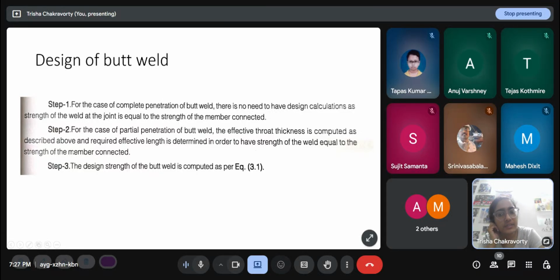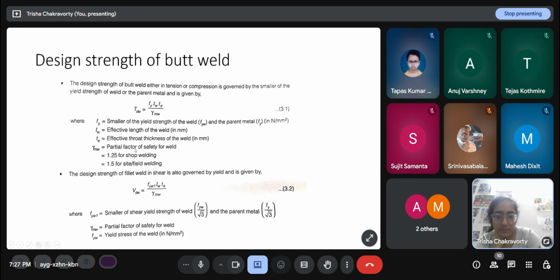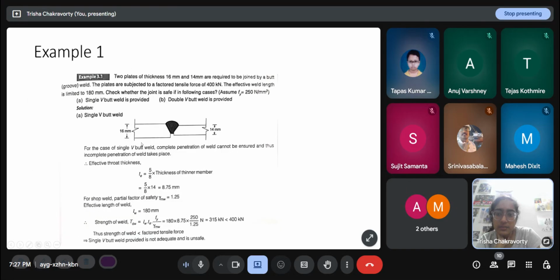Design of butt weld. Step 1 is for the case of complete penetration of butt weld. There is no need for design calculations, as the strength of weld at the joint is equal to the strength of the member connected. For the case of partial penetration of butt weld, the effective throat thickness is computed as described, and the required effective length is determined in order to have strength of weld equal to the strength of the member connected, and the design strength of butt weld is computed as per these equations. So let's look at an example here before we move on to fillet welds. Are there any questions so far?